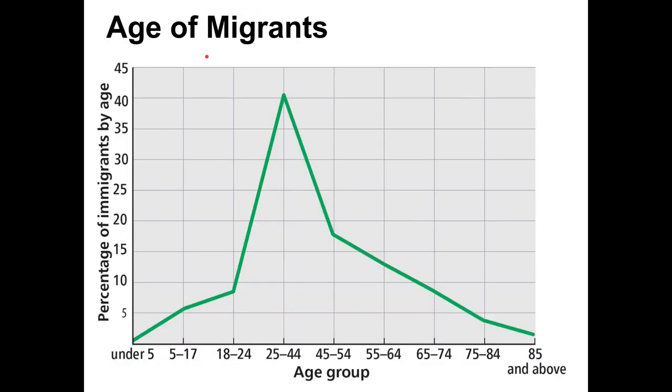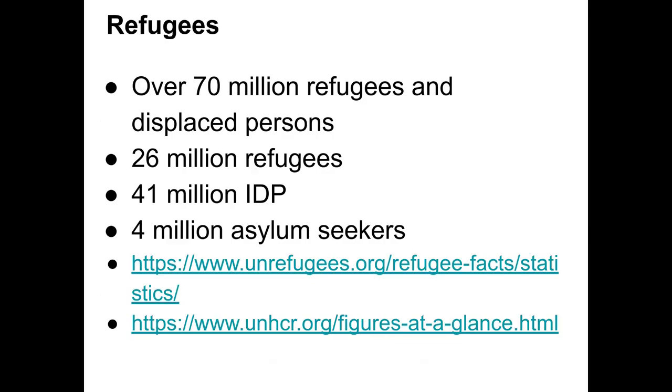Speaking of migrants, they're typically young. They're typically men. Typically young men are migrants. So guest workers in other countries, typically young men. Refugees, these are all those numbers that I gave you before. 70 million refugees globally, 26 million refugees, 41 million internally displaced people, about 4 million asylum seekers.